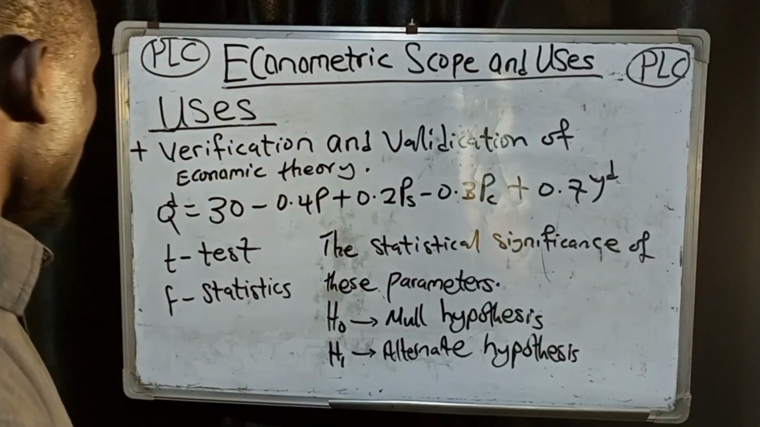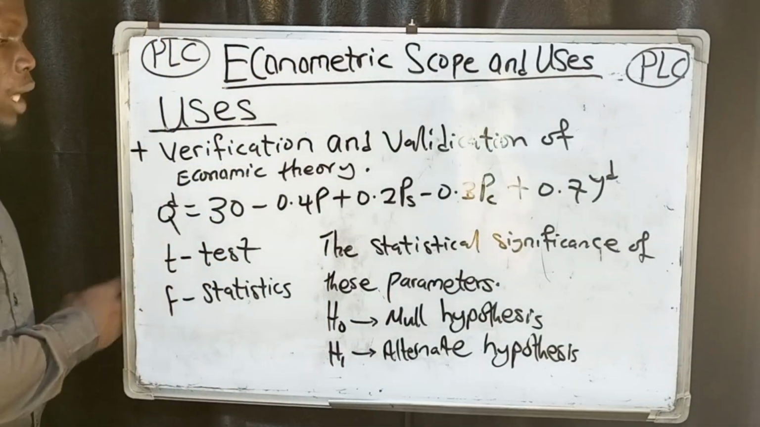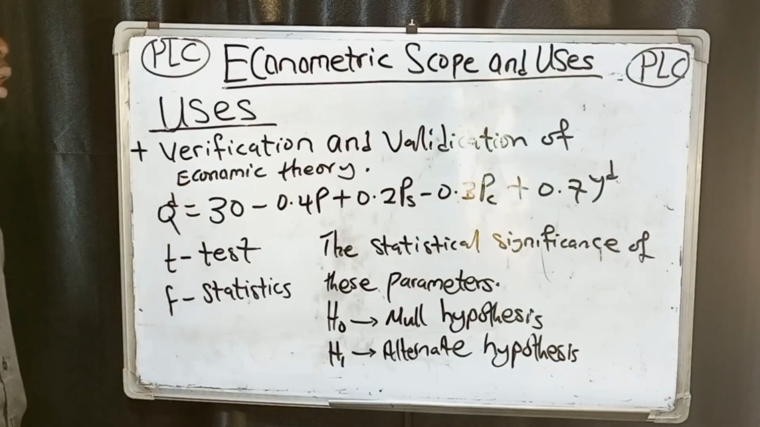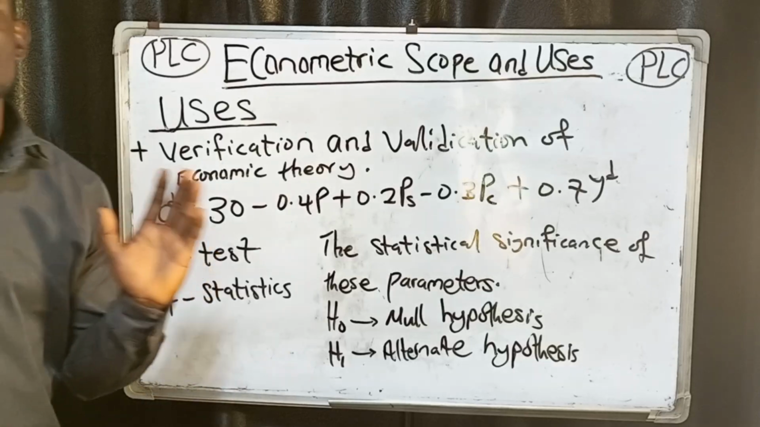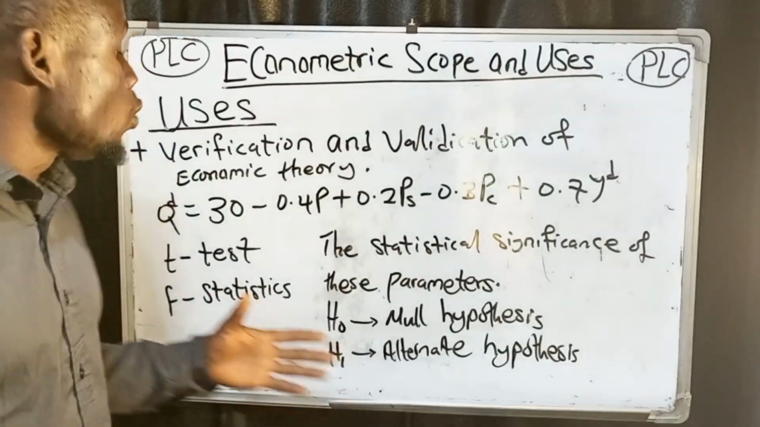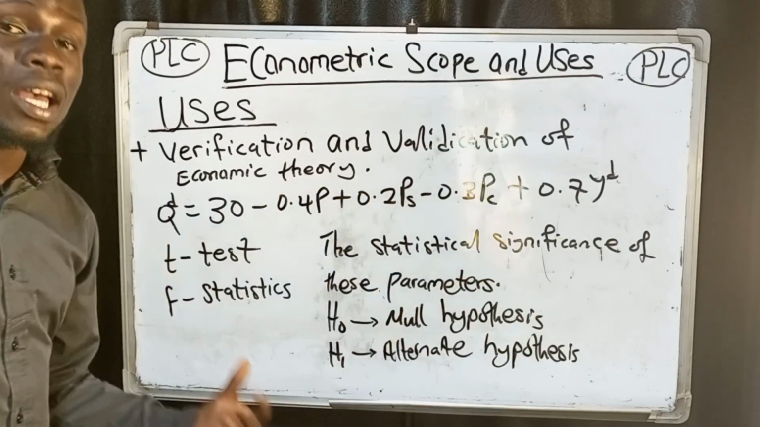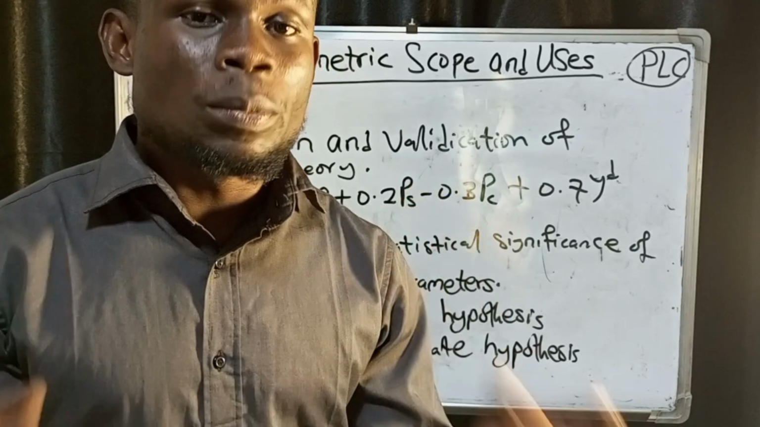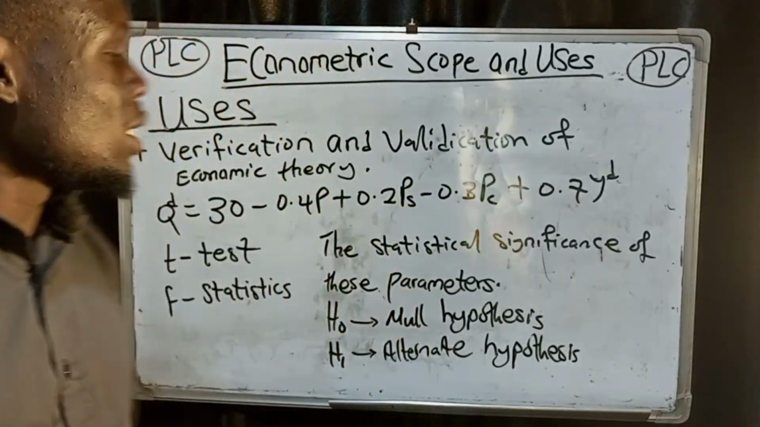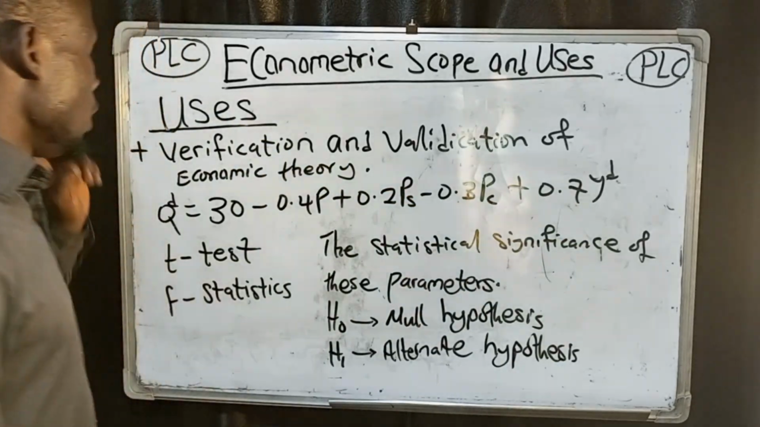parameters. Now, looking at our estimated model here, we see that we have more than one variable in this model. So the best statistical tool, the easiest one that we use, is the F statistics, because F statistics is majorly used when we have more than one independent variable. You take the statistical significance of more than one independent variable on the dependent variable.